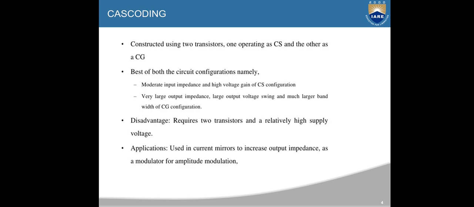Disadvantages: it requires two transistors and a relatively high supply voltage. Applications: it is used in current mirrors to increase output impedance, and as a modulator for amplitude modulation.